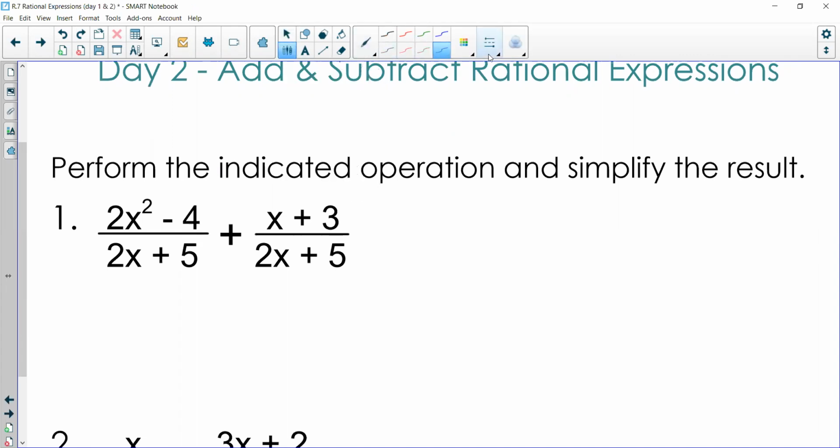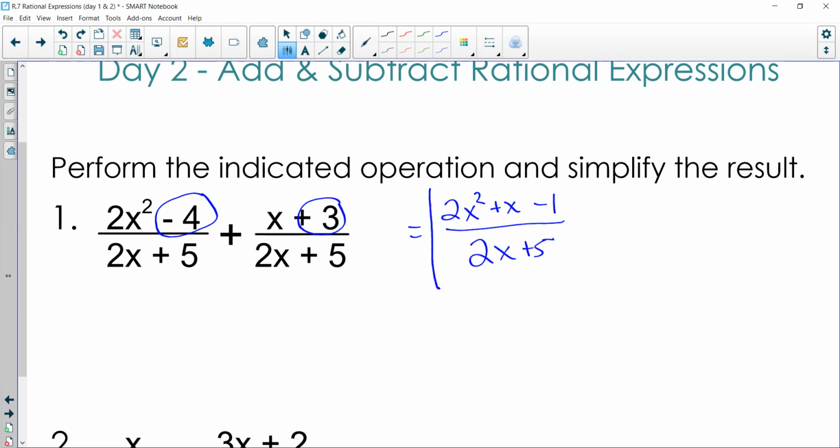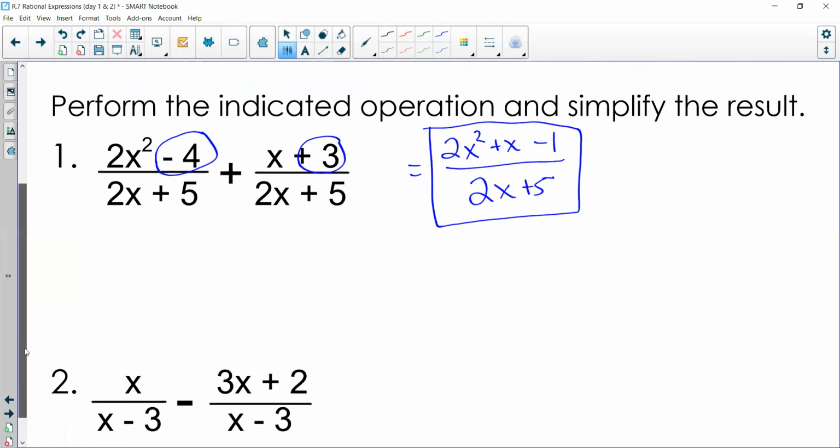If I get my pen here, we have 2x plus 5 and 2x plus 5 as our denominator, so I can just add the tops together. When I put those tops together, I'm still going to write this in polynomial form, so 2x squared plus x, and then I can combine my -4 and +3 to be -1. That's all going to be over 2x plus 5, and that is how we would leave this one. It cannot be simplified anymore.